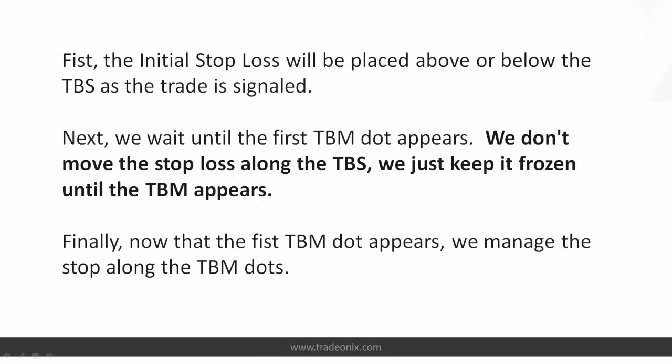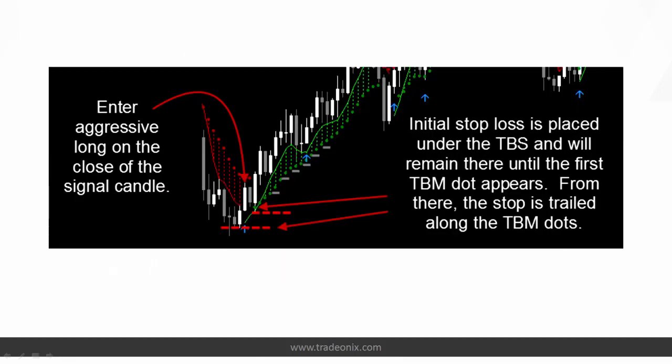First, the initial stop loss will be placed above or below the TBS as the trade is signaled. Next, we wait until the first TBM dot appears. We do not move the stop loss along the TBS. We just keep it frozen until the TBM appears. Finally, now that the first TBM dot does appear, we manage the stop along the TBM dots.